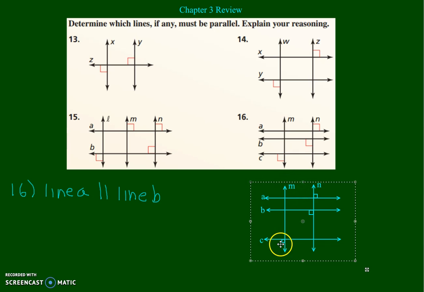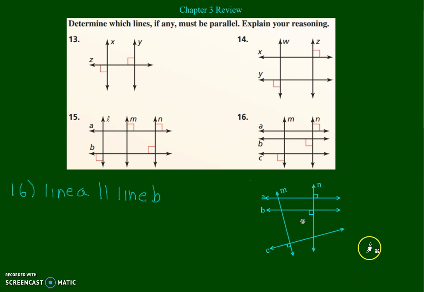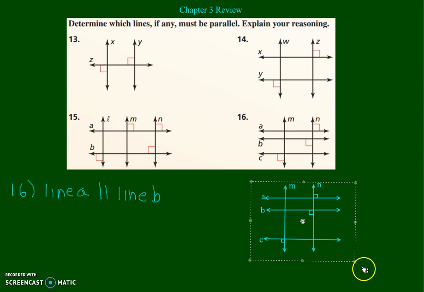Looking at line M and line C, they're perpendicular, but there's no linkage between the two, and we can see that if we rotate this, we can change the orientation so there's no linkage between M and N, so neither of those are parallel to either N, A, or B. And now on to problem 17.